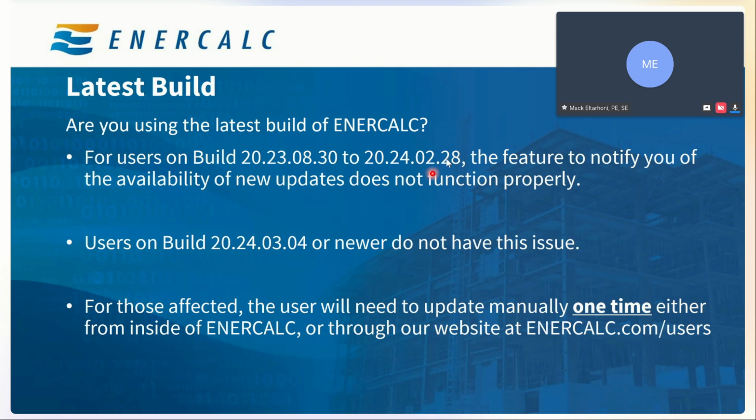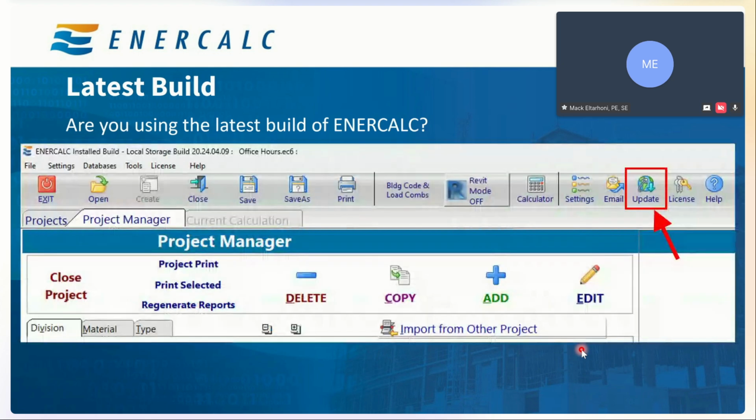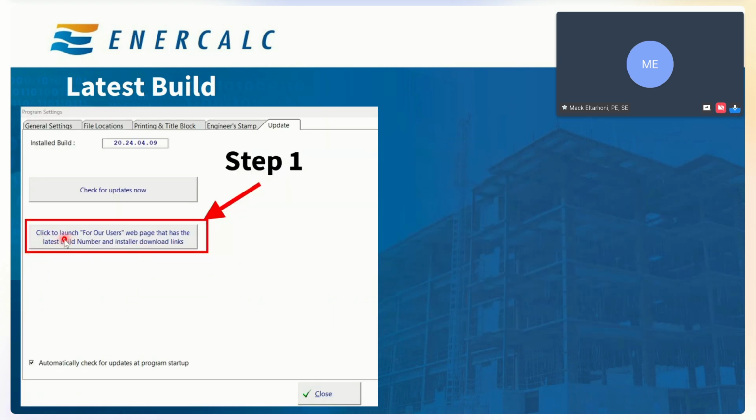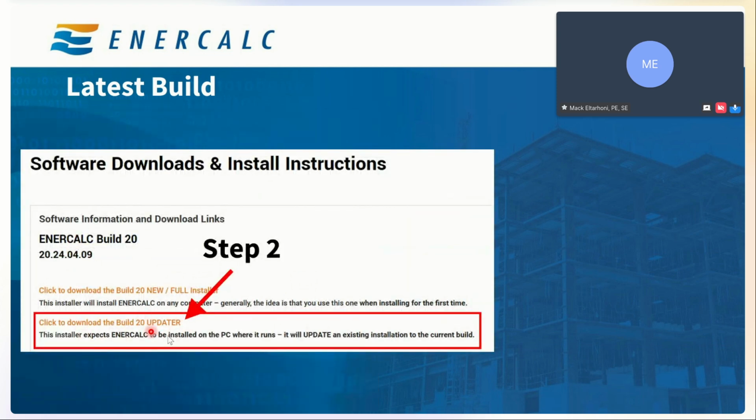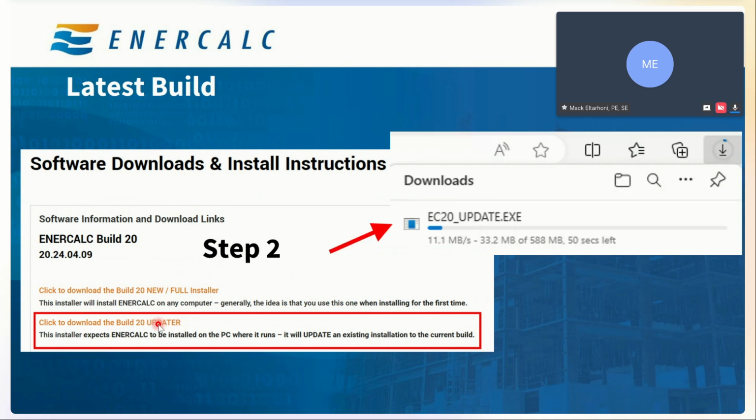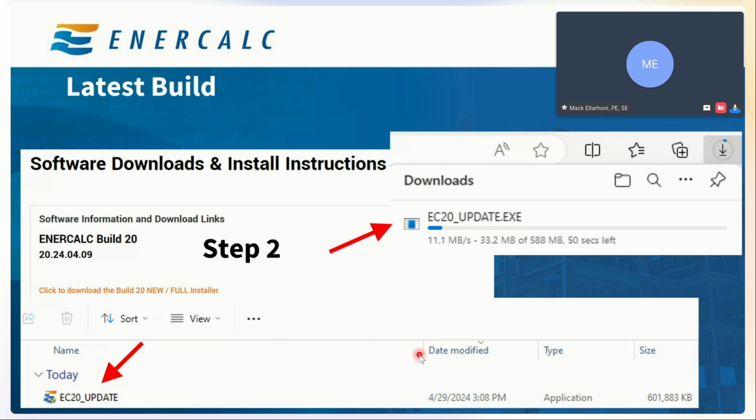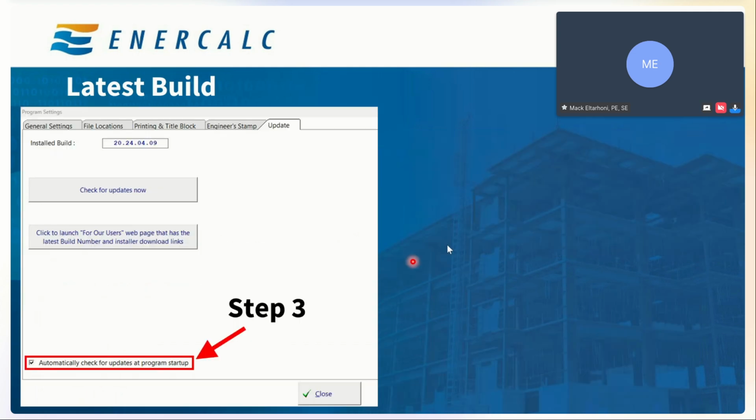But if you're stuck in between these versions, then all you need to do is one manual update. You can do this simply from ENERCALC or through the website URL here, which is enercalc.com/users. To do this from ENERCALC, you can do it in 3 simple steps. You click on the update icon, and then click on this button right here. This will take you to our website. You can then click on this updater, and it'll download the update file, and then you can just run it. Once you run it, it'll restart the program for you, and it'll be on the new build.